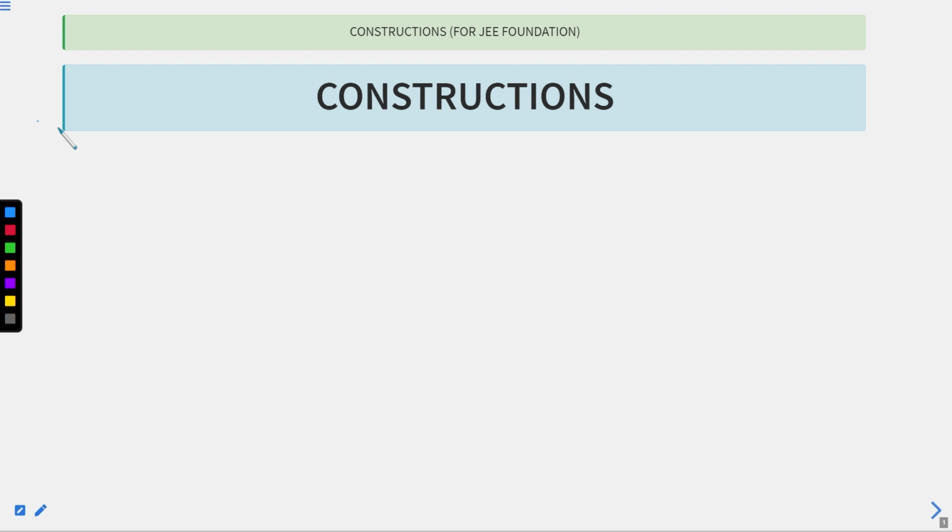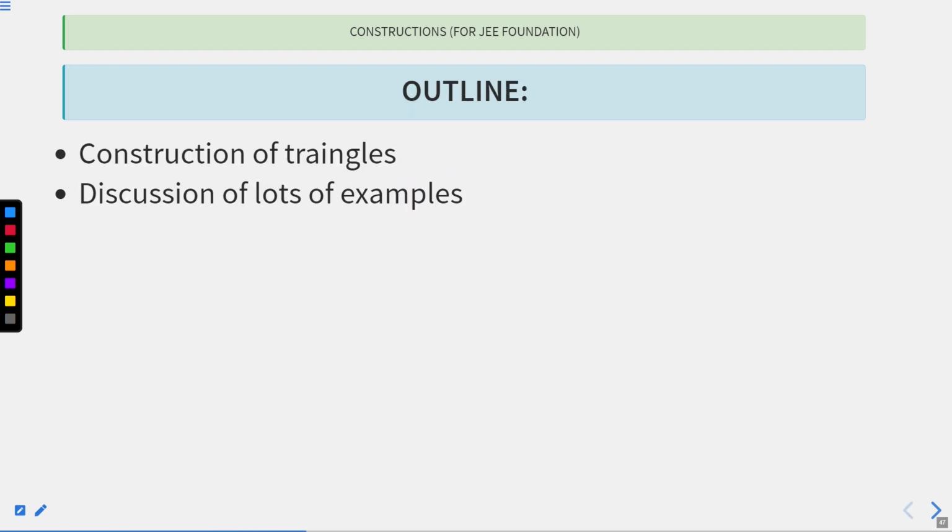Today we will be continuing our lecture on the topic of constructions. Today's outline is that we will be discussing more examples on construction of triangles with given specific information, and how to construct the triangle with those conditions satisfied.